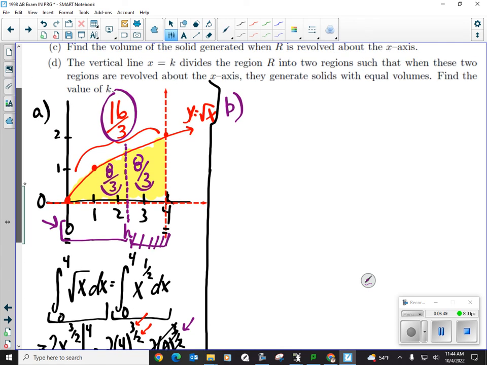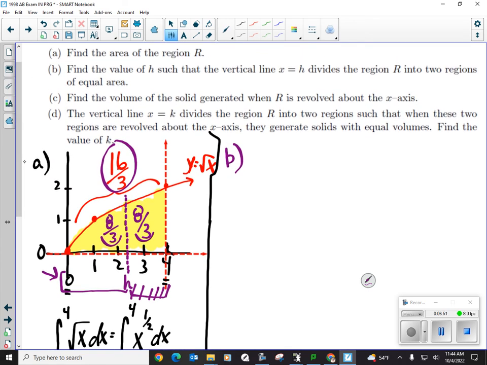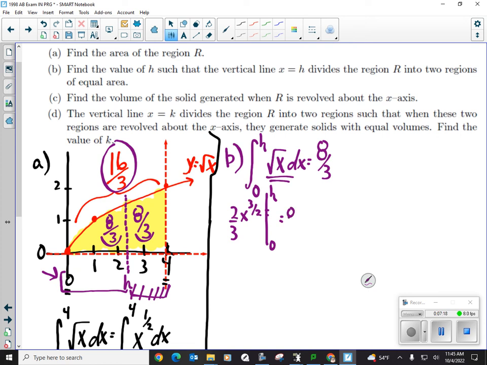All right? So I'm going to integrate from 0 to h. I don't know what h is, but I know when I integrate my function from 0 to h, it should be 8/3. I've already done this integral. That's 2/3 x to the 3/2, from 0 to h. That should equal 8/3. All right, let's do some math.